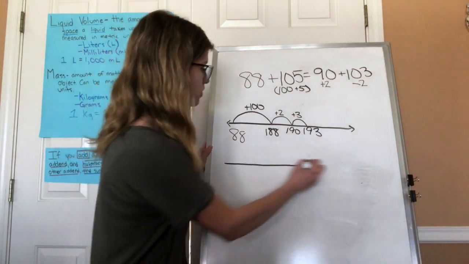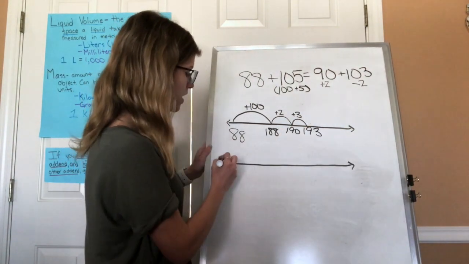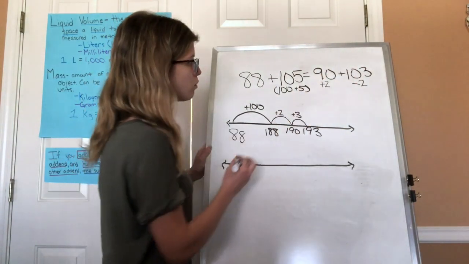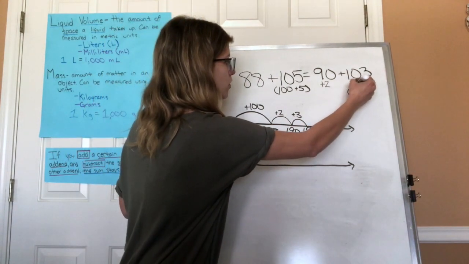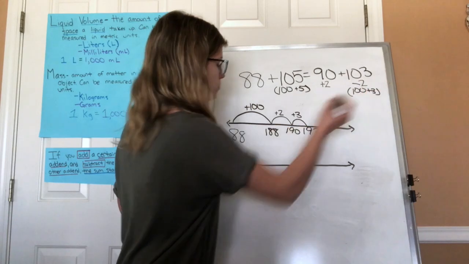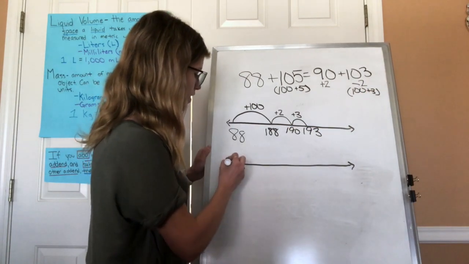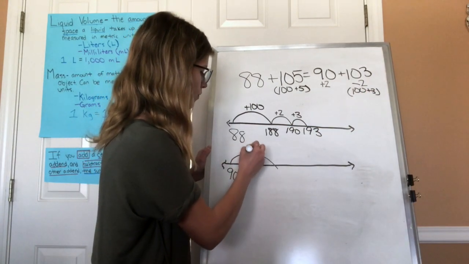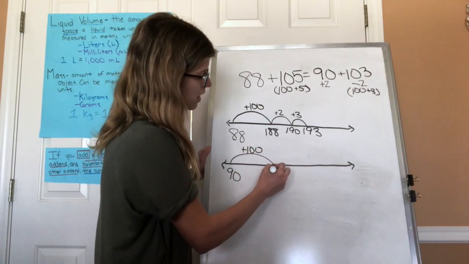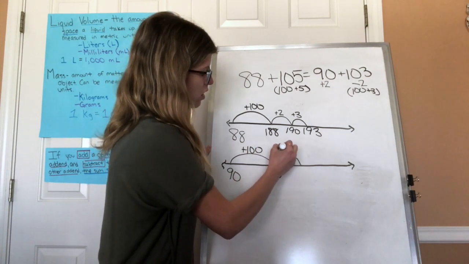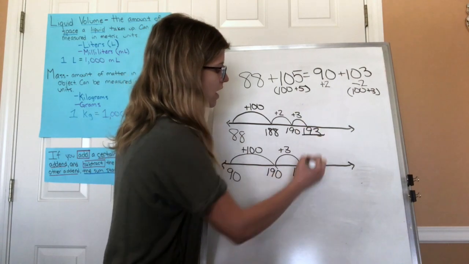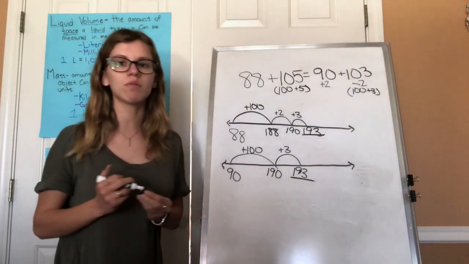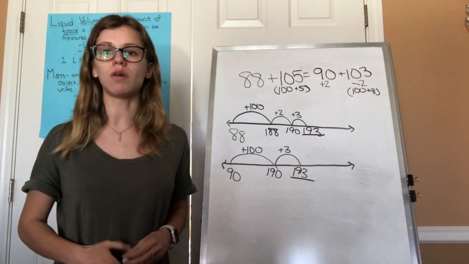Now I'm going to try to do the same thing with my second equation, which is 90 plus 103. So that'd be 100 plus 3. So 90 plus 100 is 190, plus 3 is 193. So I notice that I have the same sum for both problems.